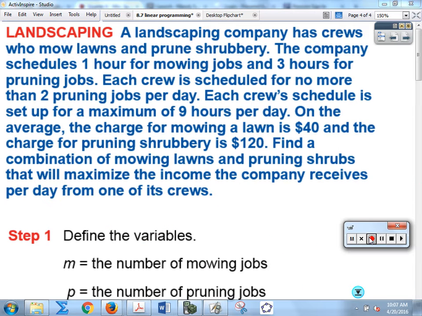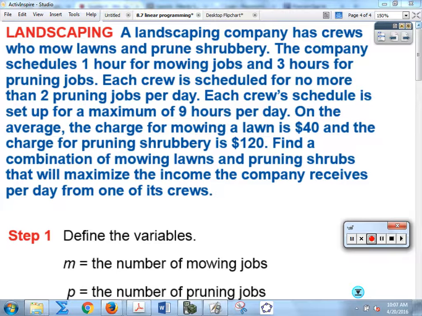We have a landscaping company, mow lawns and prune shrubs. The company can schedule 1 hour for every mowing job, 3 hours for pruning. Each crew is scheduled for no more than 2 pruning jobs per day, for whatever reason. Each crew's schedule is set for a maximum of 9 hours per day. On the average, the charge for mowing a lawn is 40, and the charge for pruning shrubbery is 120. Find a combination of mowing lawns and pruning shrubs that will maximize the income of the company.